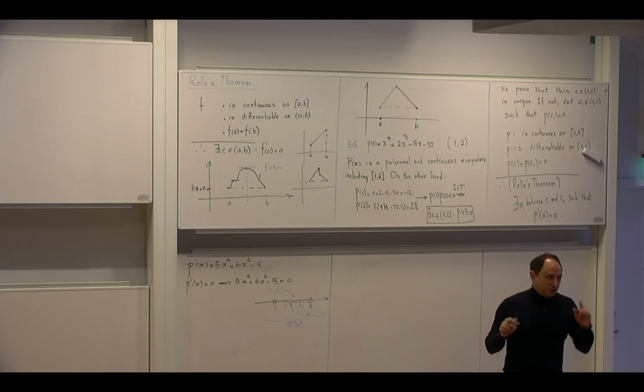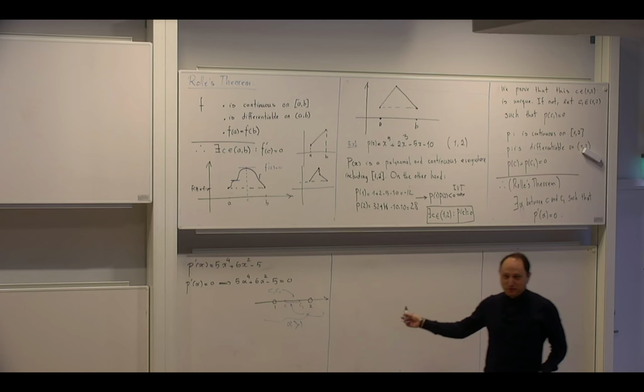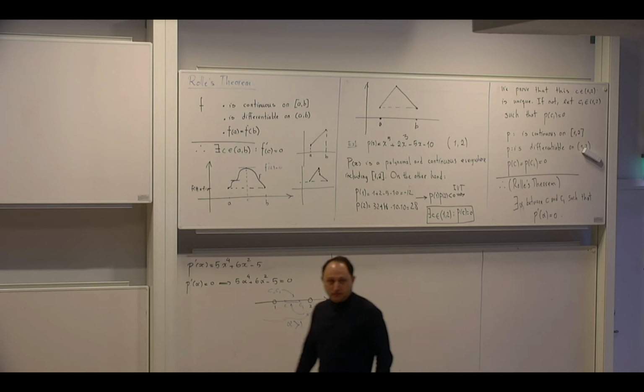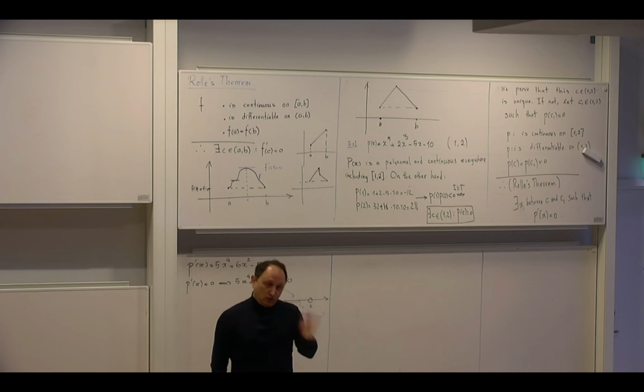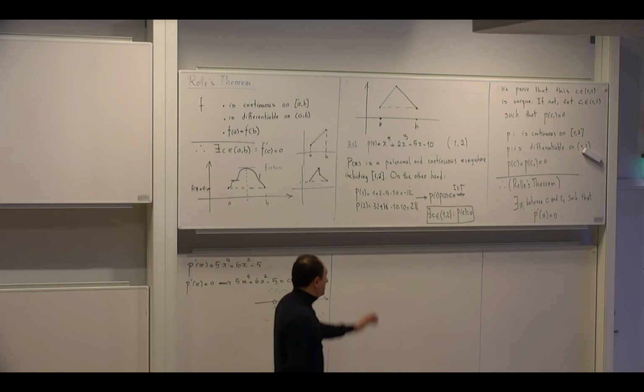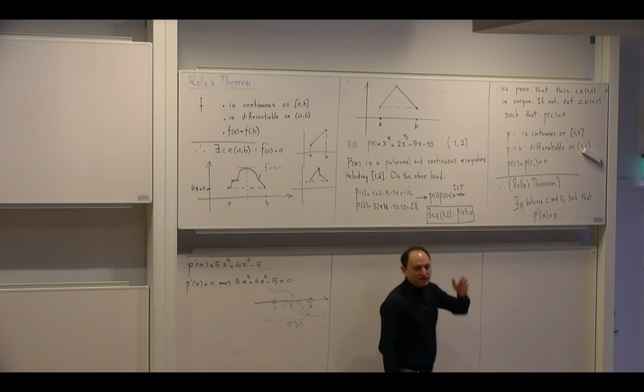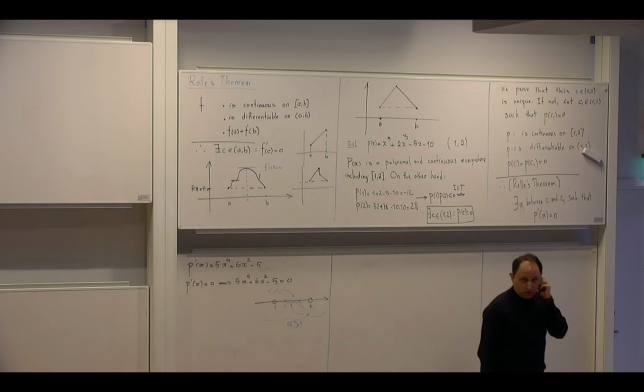I see some question marks on your heads. Understandable or not? So there are 2 steps. Yes, exactly, you have to do it in 2 steps, because the intermediate value theorem only guarantees the existence. But there might be more than one.